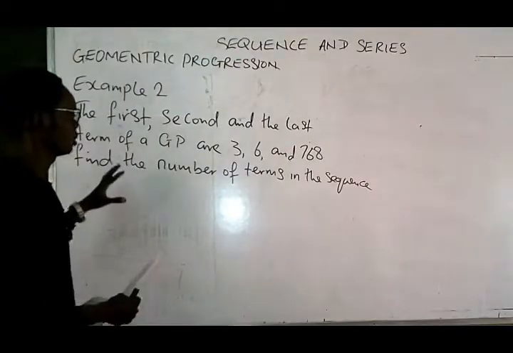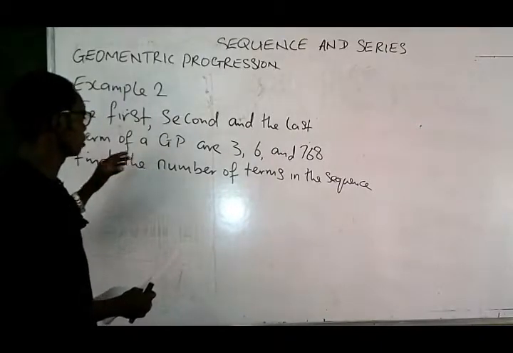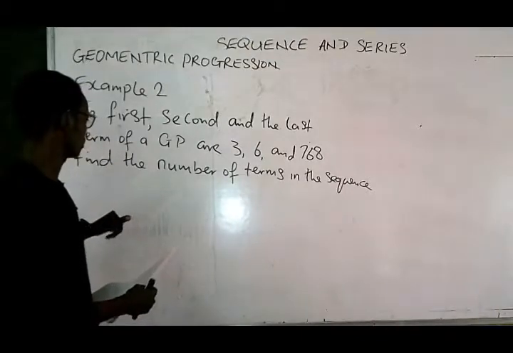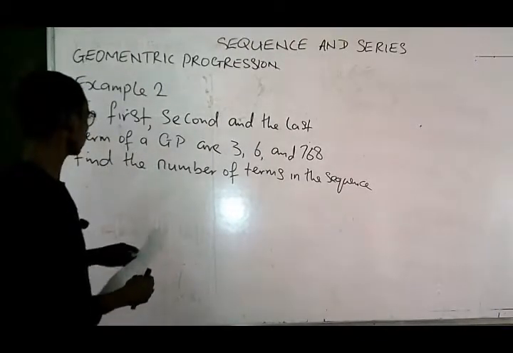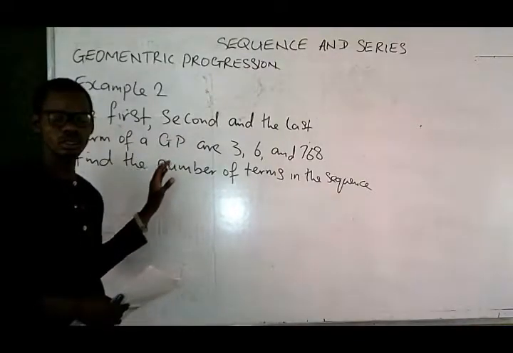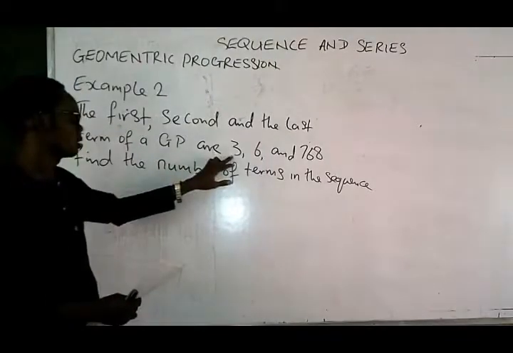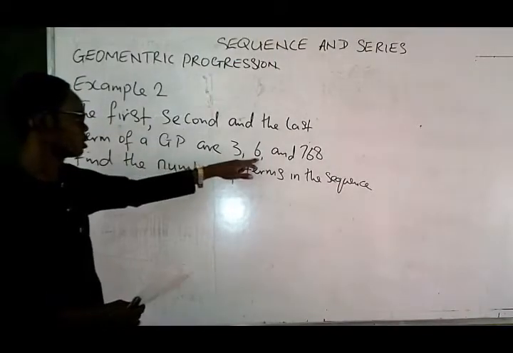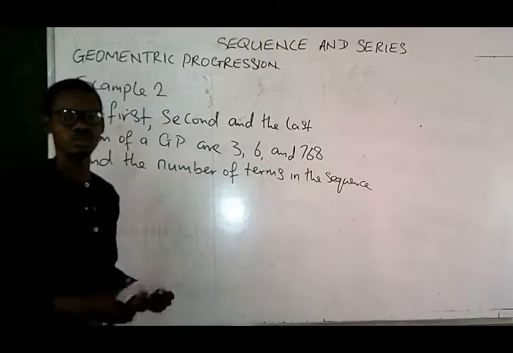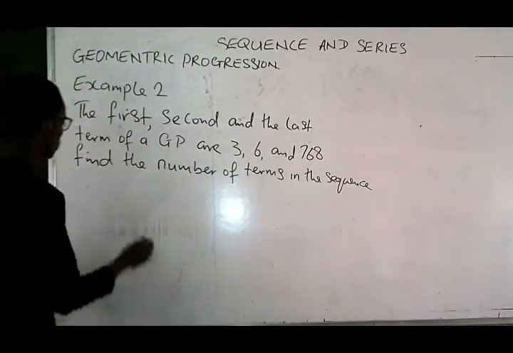So, in dealing with this question, first of all, let's look at something in the question. The first, second, and the last term. What this statement means is that the first term is 3, the second term is 6, while the last term is 768.